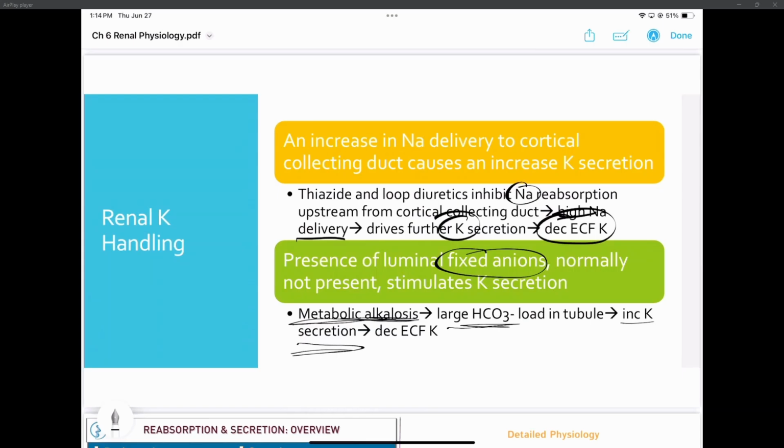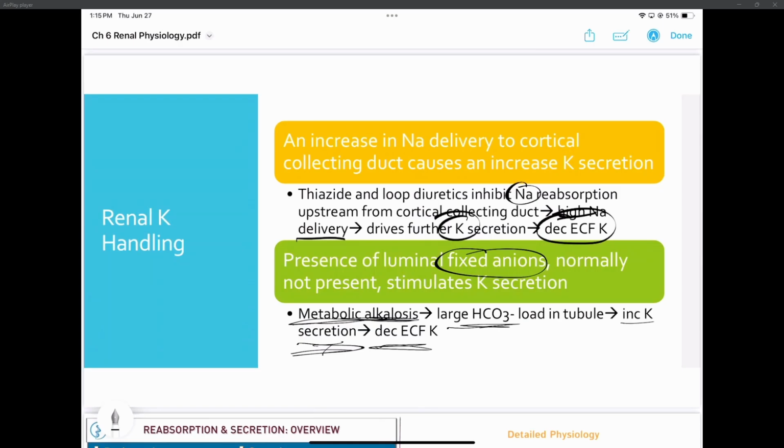If we're increasing the secretion of potassium, where is it going, from what to what? Secretion, where does that go? From blood into the urine. So we're increasing potassium secretion, therefore you're going to decrease your extracellular potassium. So these are ways we can alter the potassium.